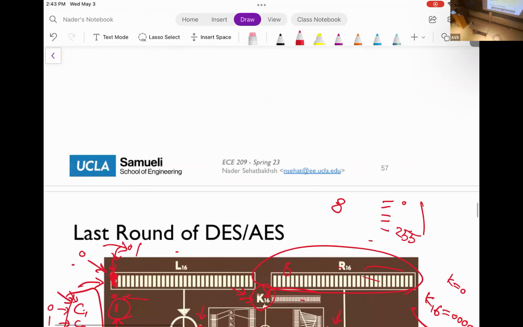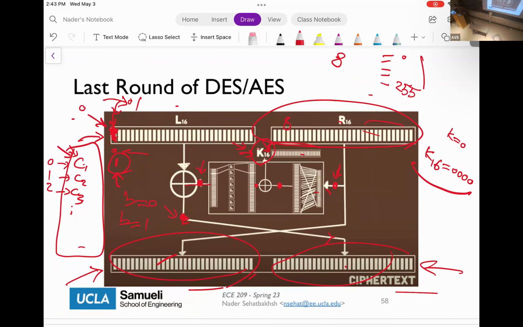So I gave an example for triple DES. I said that we started by saying, okay, I just want to know whether this last bit is equal to 0 or 1.